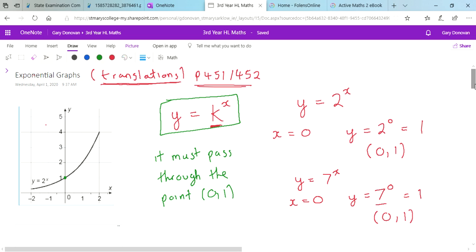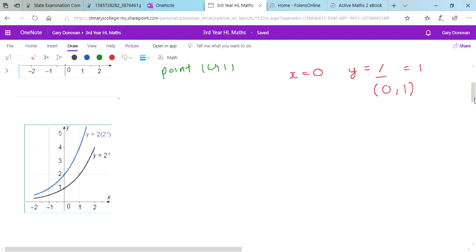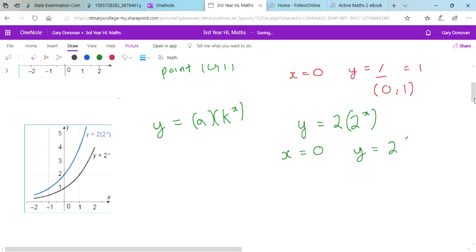Now let's look at different forms of this equation. So we have y equals k to the power of x. What about if we have y equals some number multiplied by k to the power of x? An example for this might be y equals not just 2 to the power of x, but 2 times 2 to the power of x. Now let x equal 0. When x equals 0, y equals 2 times 2 to the power of 0, which is 2 times 1, because anything to the power of 0 is 1, so y equals 2. So our point is 0, 2.